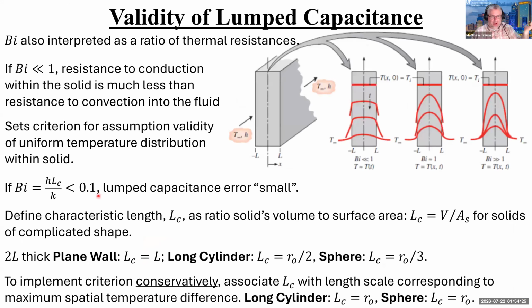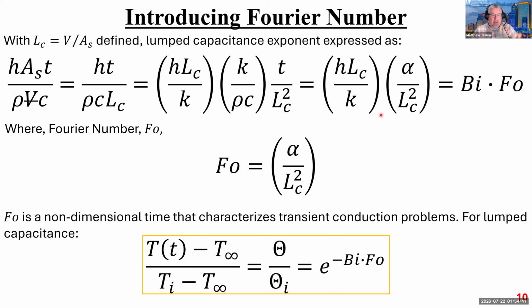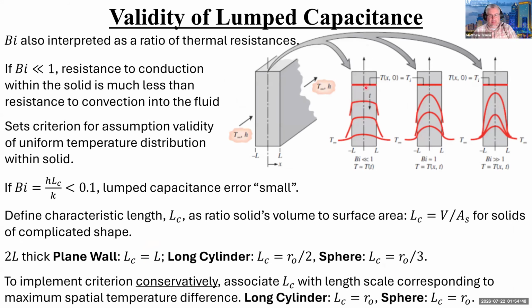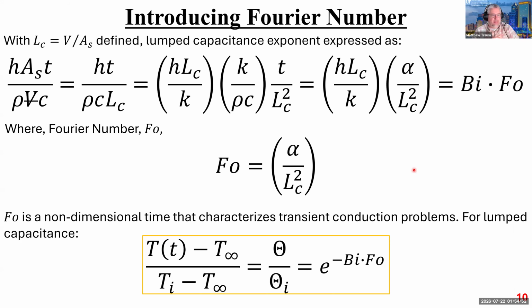You're probably asking yourself, what happens if the Bi number is greater than 0.1 instead of less than 0.1, if this criteria is not met? Well, what that means is that you have to deal with a spatial temperature gradient, like I've shown here. And then there's this second dimensionless number called the Fourier number, which will work into how fast the temperature profile decays. So like I said, it's a dimensionless time.